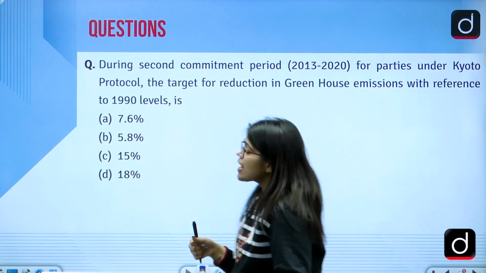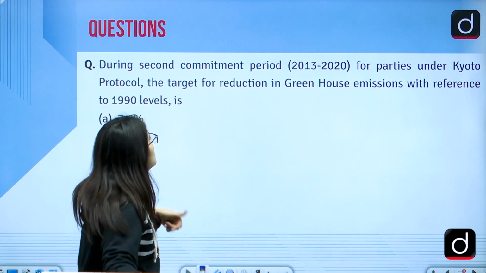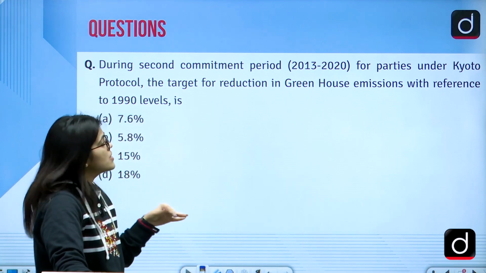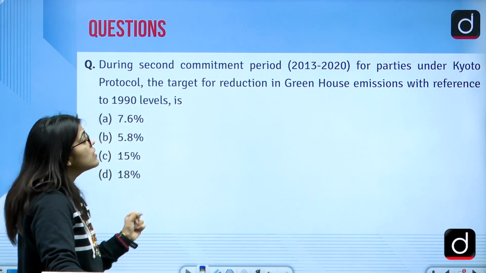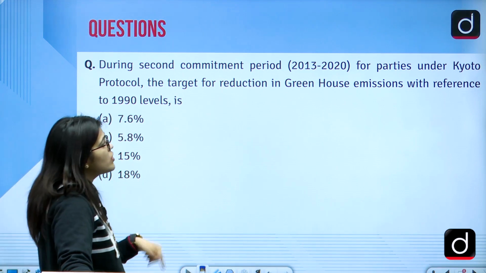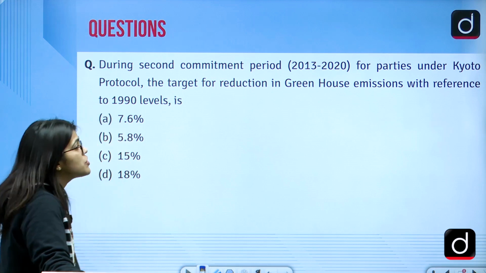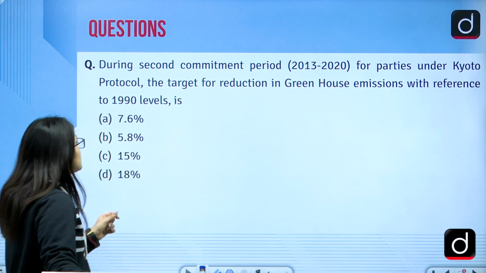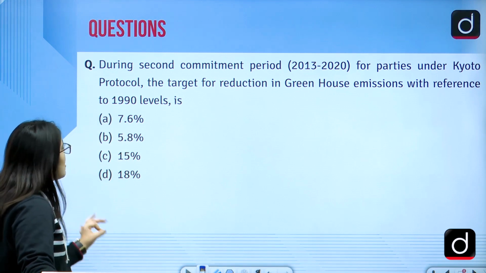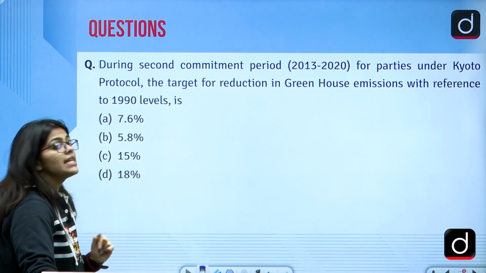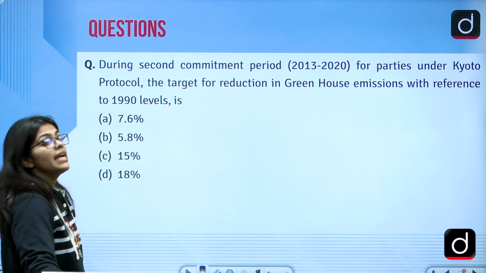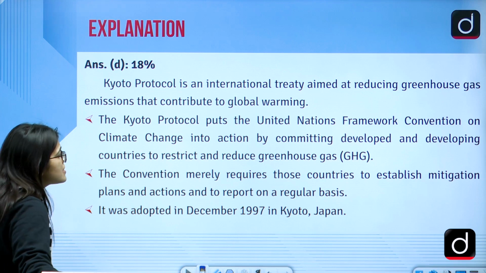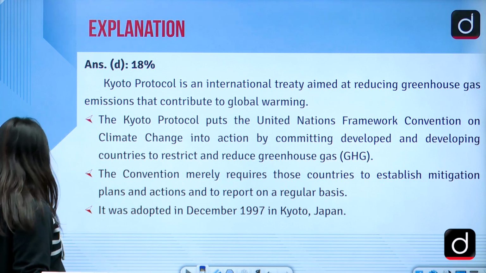Then the next question: during the second commitment period, that is from 2013 to 2020, for the parties under the Kyoto Protocol, the target for the reduction of greenhouse emissions with reference to 1990 levels is what? So we have 7.6, 5.8, 15% and 18%. So what should be the correct answer? The correct answer is 18%.